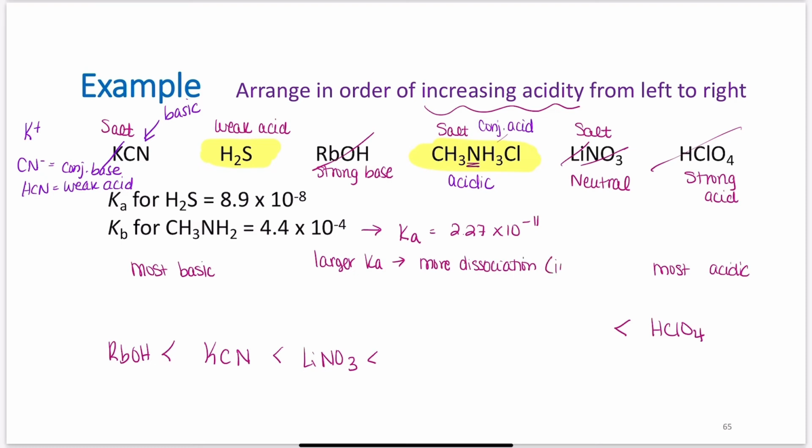Or ionization. Stronger acid. Now that I have that, I can see that CH3NH3Cl, though acidic, is weaker than H2S. And I've ranked all my compounds.